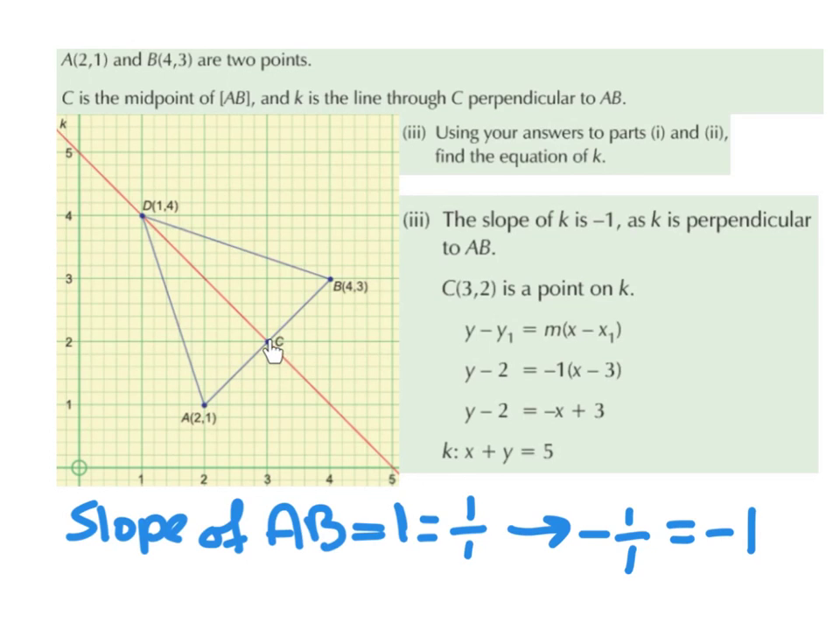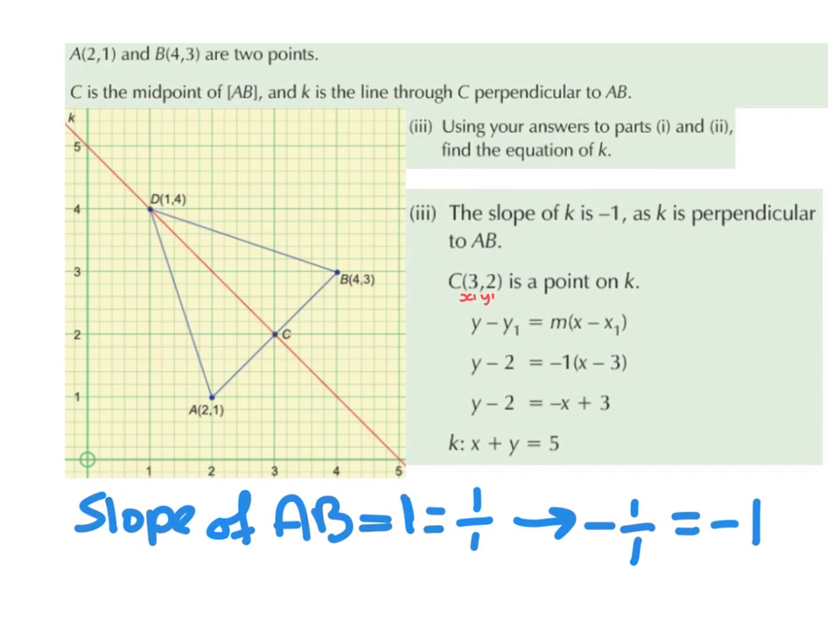And we know that the point C is on K, and the point C is (3, 2). So we're going to label it x1, y1. And we're going to substitute this point and this slope into our equation of a straight line formula, which is y minus y1 equals m times (x minus x1). So y stays as y, minus stays as minus, and y1 we swap for 2, bring down the equals, m we swap for minus 1, bring down the bracket and the x and the minus, and x1 we swap for 3.